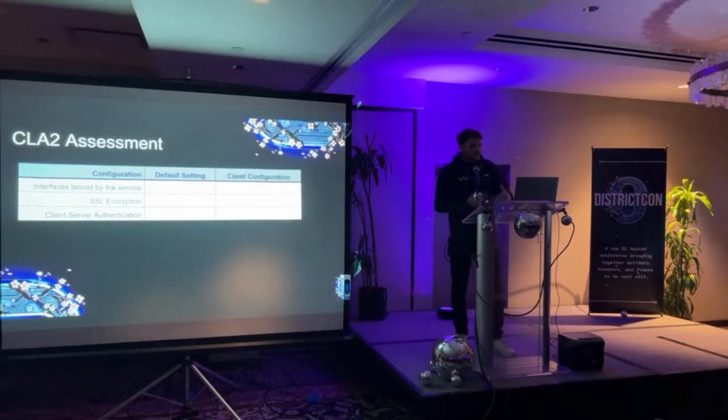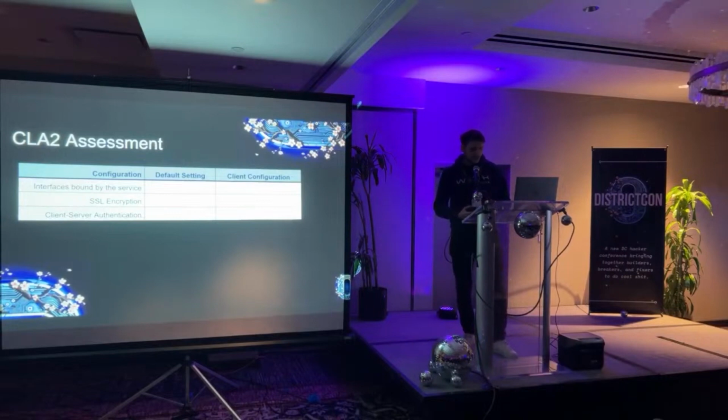So, looking into the documentation of CLA2, I was looking into whether there are any security relevant configuration options, just to see if there was any vulnerability for our client. And I did in fact identify 3 such configuration options. Obviously the first one was which interfaces the service is bound to. Now, by default, that's supposed to be localhost only, and that was also the case for our client. So, you know, they were actually secure on that.